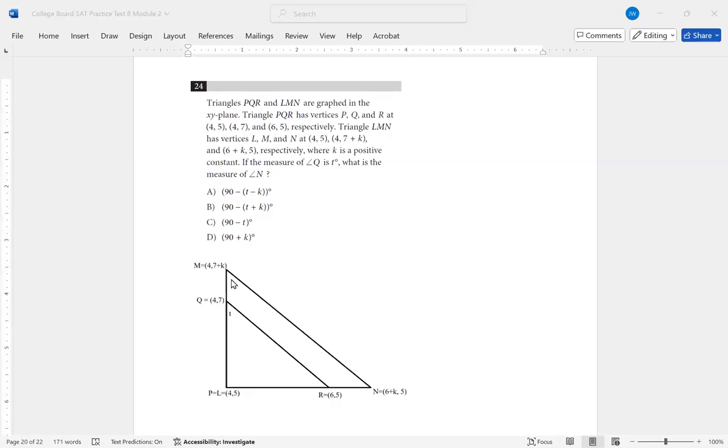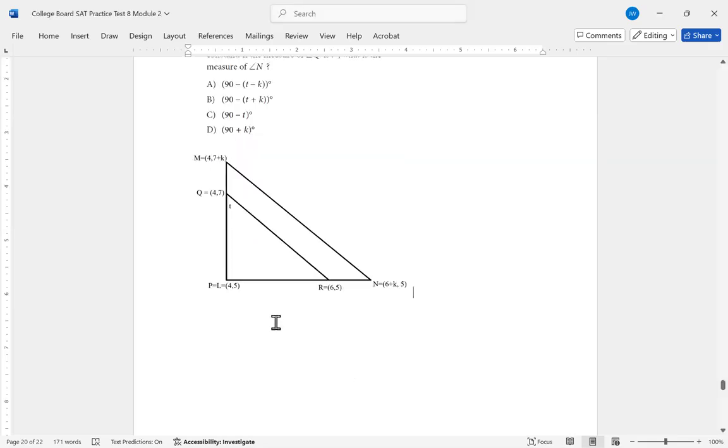So T is the angle there as well. If I'm looking for the angle measure of angle N, since we have a right triangle, one angle is T, the other angle has to be... let me write this down.